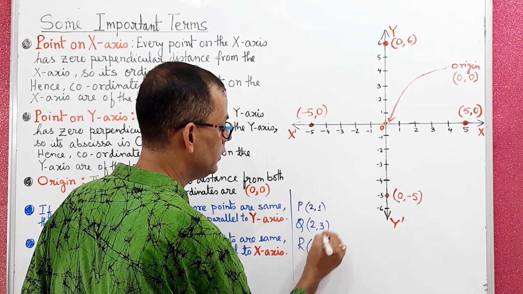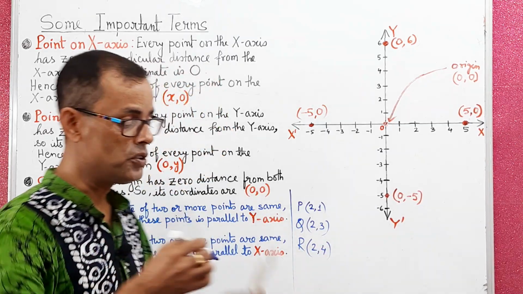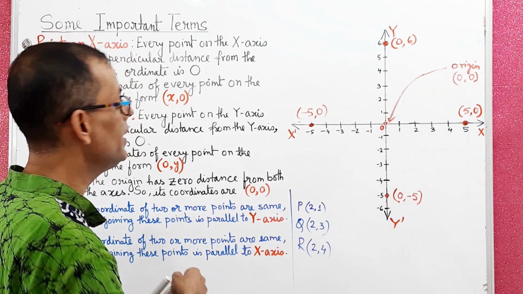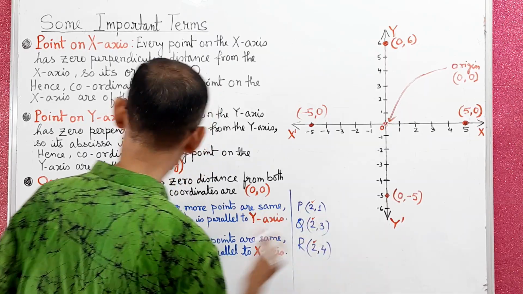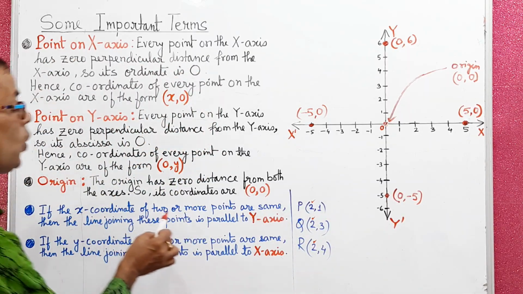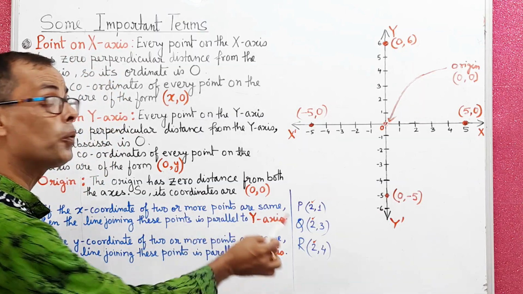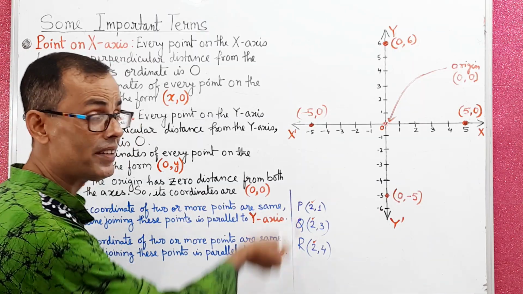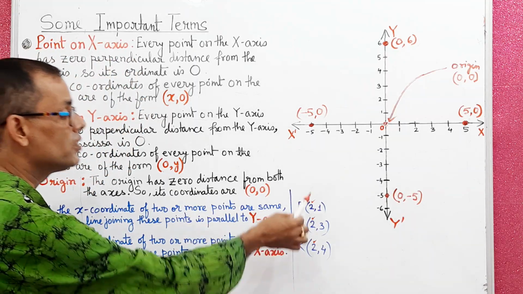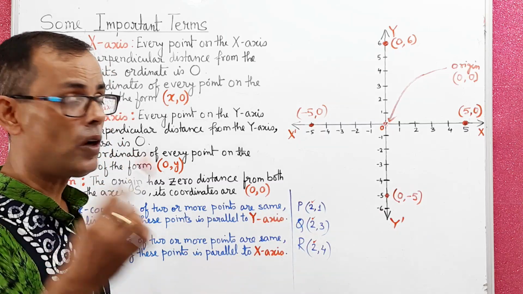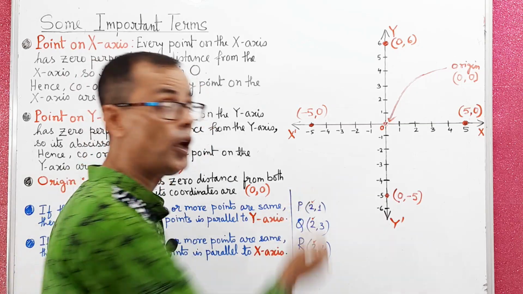so the points are (2, 1), (2, 3), (2, 4). If you see nicely, you can see the x coordinate value is the same. So that is only what is told here. If the value of the x coordinate of 2 or more points, I have taken 3 points, is the same, you can see they are the same. Then what will happen? To understand, let us first plot these points.